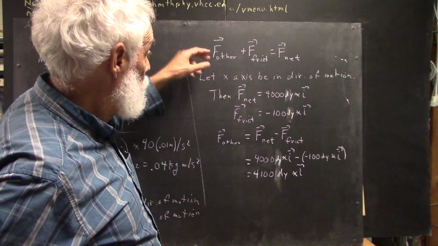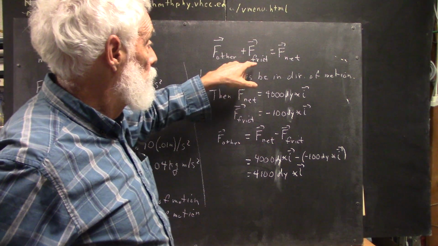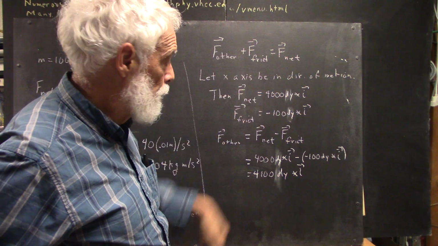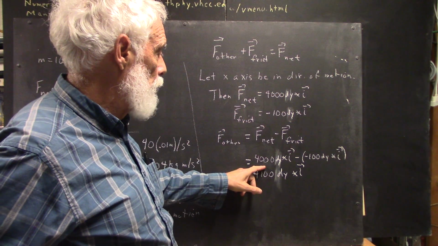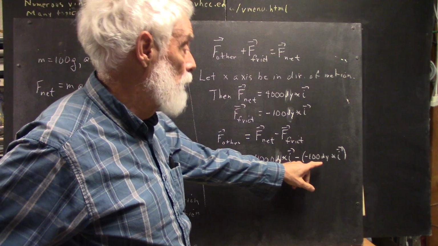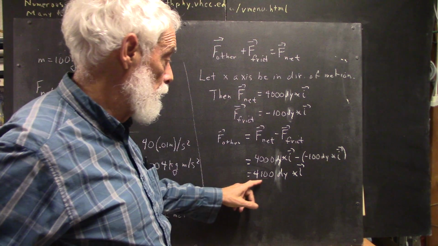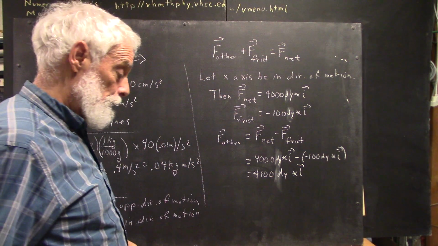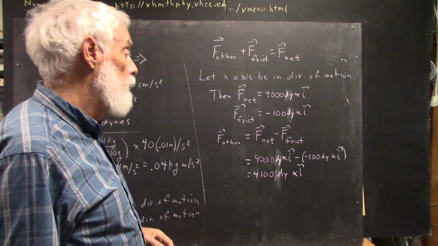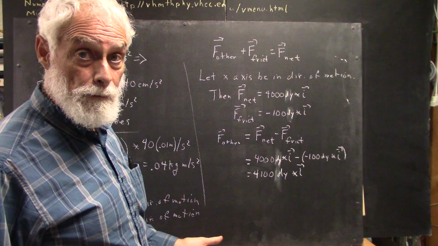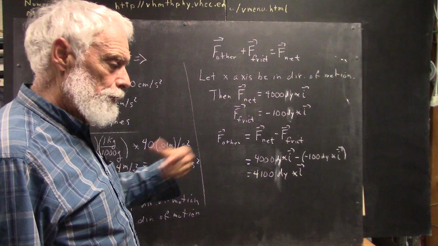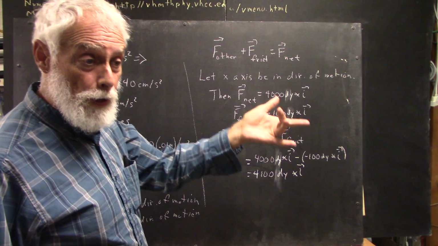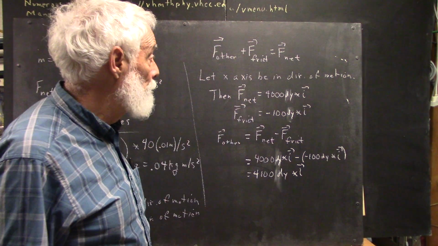In that case, then, how do we find the other force? Well, we subtract the frictional force from both sides. We find that the other force is the net force minus the frictional force. So that's 4,000 dynes times i minus the negative 100 dynes times i, which is going to give you 4,100 dynes times i. Now, when we did this problem in class, before any of this had been explained, a lot of people thought it would be 3,900. Okay, because you have 100 dynes accounted for out of a 4,000 dyne force.